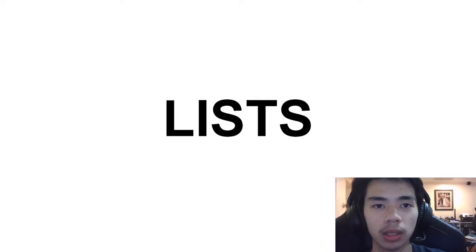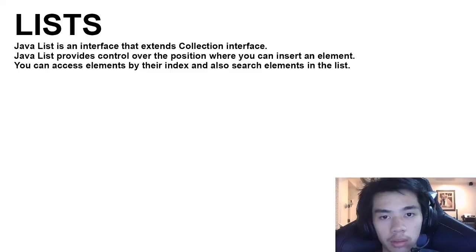Now let's start with lists. What is a list? Java List is an interface that extends collection interface. Java List provides control over the position where you can insert an element. You can access the elements by their index and also search elements in the list.